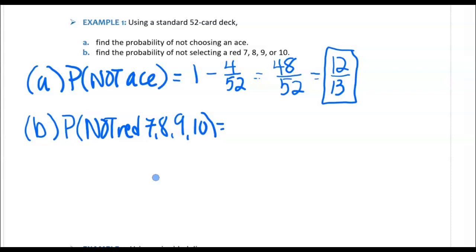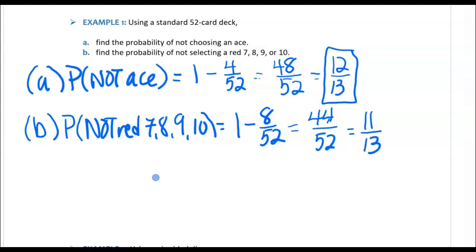So we need to subtract from 1 the 8 out of 52 cards from a standard 52 card deck. So 1 minus the probability of selecting a red 7, 8, 9, or 10 would be 44 out of 52. This would reduce to 11/13. So the probability of not selecting a red 7, 8, 9, or 10 would be 11/13.